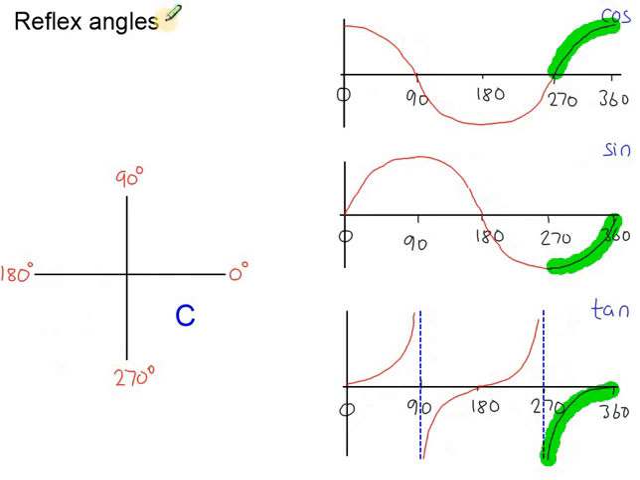And continuing with reflex angles between 270 and 360 degrees, only cosine is above the x-axis, so only the cosine ratio is positive. Sine and tan are both negative. So in quadrant 4, we see the letter C representing that only cosine has a positive ratio.